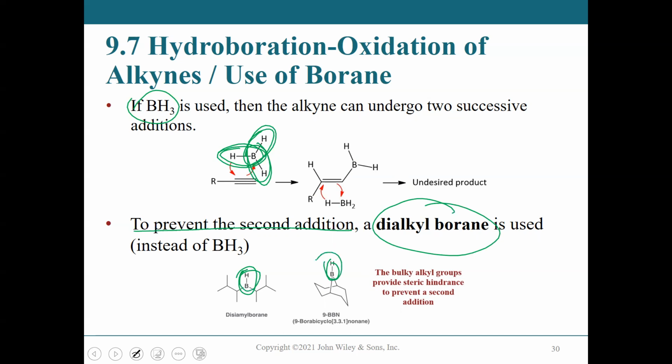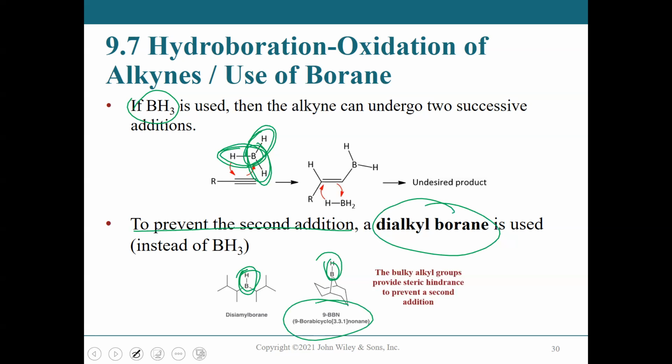In this case, they use 9-BBN. BBN is going to be used only for alkynes. Just keep in mind, only for alkynes. You don't want to use that for alkenes. For alkenes, you want to use the plain BH3. For alkynes, you want to use 9-BBN. Okay, so that's the most common.